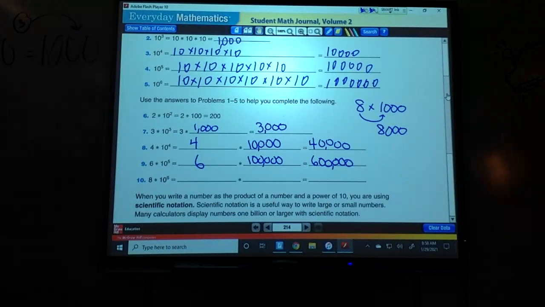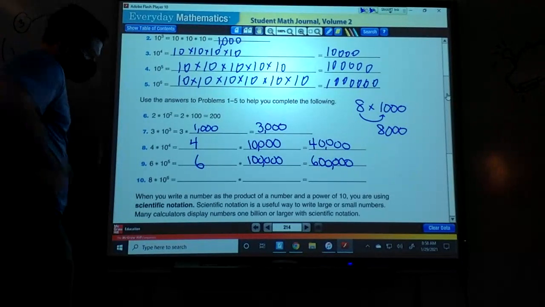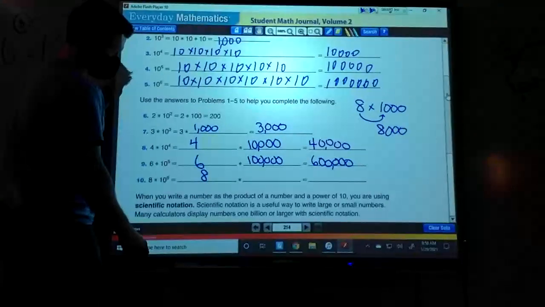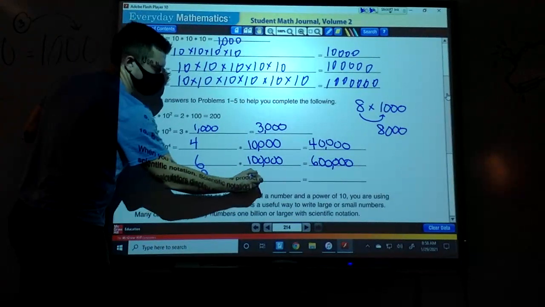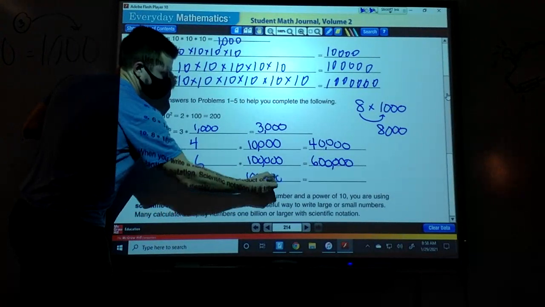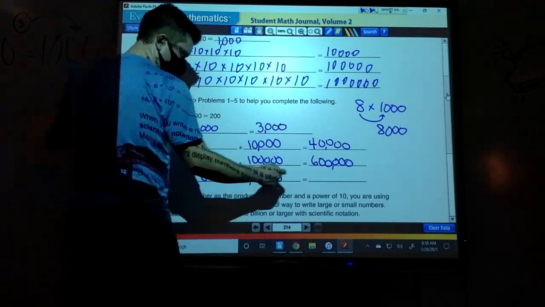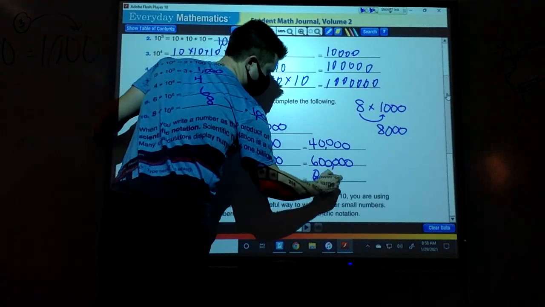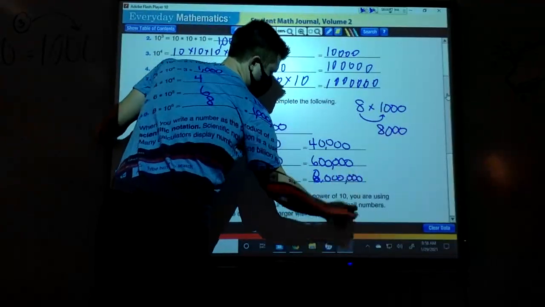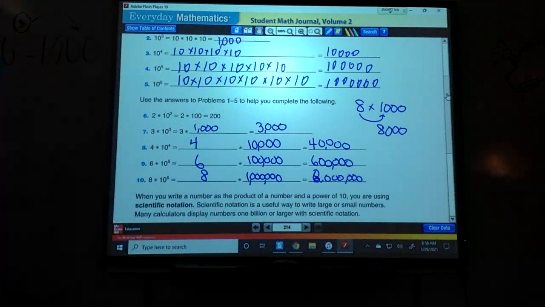Do you see how repetitive this is? It's counting zeros and then multiplying by the 1. Eight times 10 to the sixth, or 6 zeros. Whoops, it's an 8 with 6 zeros. Yeah, it's an 8.